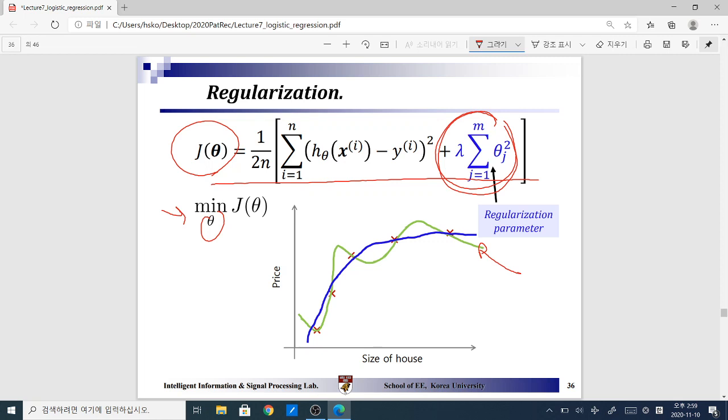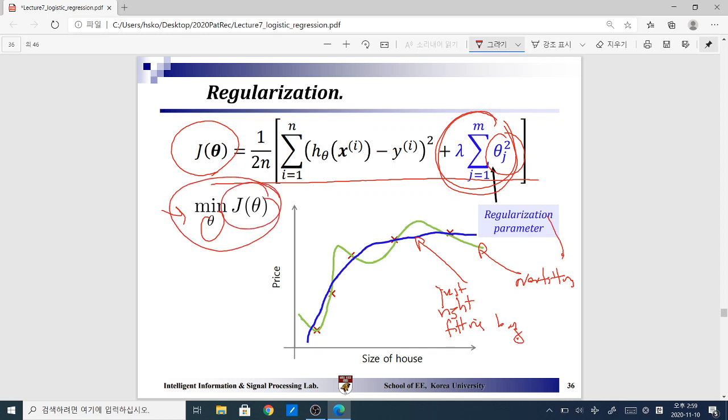That is, with this overfitting case, by minimizing the number of these parameters, by making certain parameters as small as possible, this is going to turn into this blue line. So an overfitting case is going to become just right fitting by minimizing this J function, having this regularization term added.